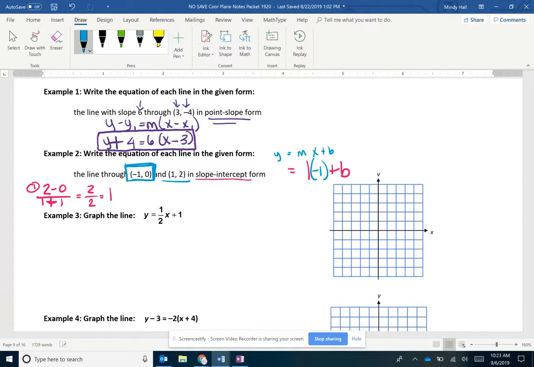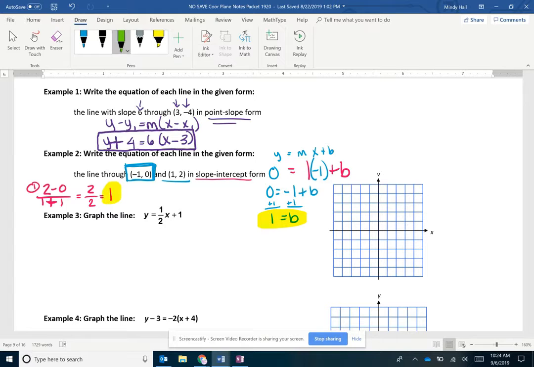And then the y is going to go where the y was. So then you're just going to solve this equation for b. So that gives us -1 plus b. We add the 1 to both sides, and we get b is 1. So if I get my b is 1, then I have the information I need. I have my y-intercept, and I have my slope.